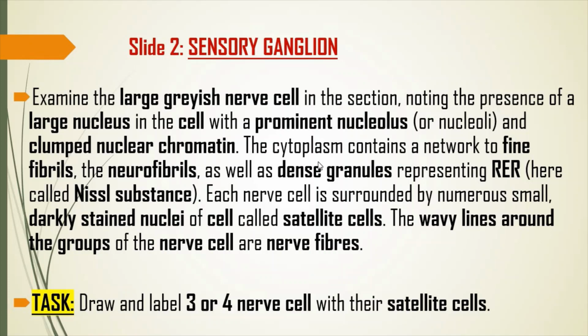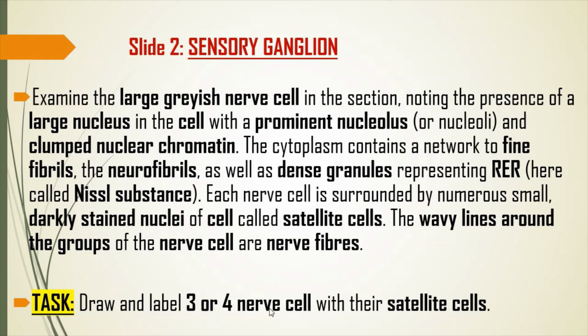The cytoplasm contains a network of fine fibrils, which are also known as neurofibrils, as well as dense granules representing the rough endoplasmic reticulum, which are called Nissl substance. Each nerve cell is surrounded by numerous small, darkly stained nuclei of cells called satellite cells, and the wavy lines around the groups of nerve cells are called nerve fibers. All of this information I'm going to illustrate in the slide that is coming.